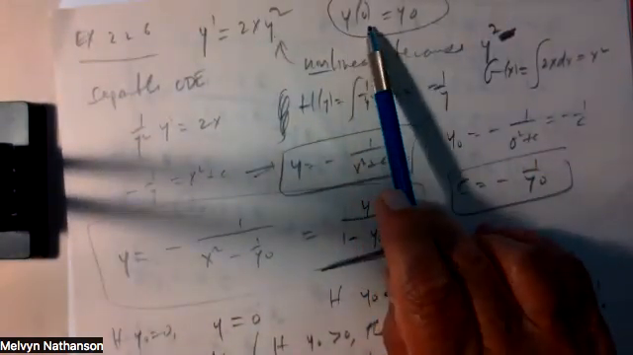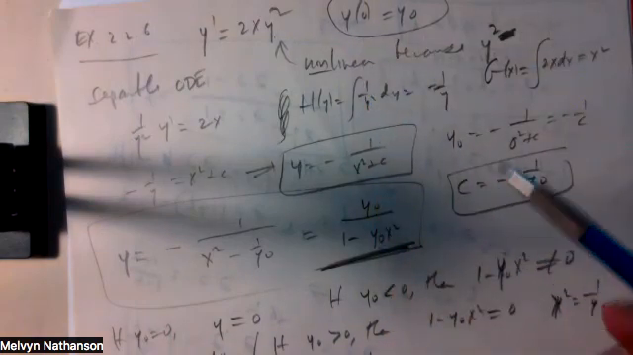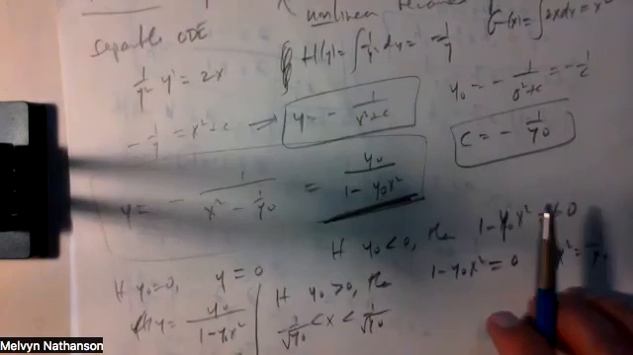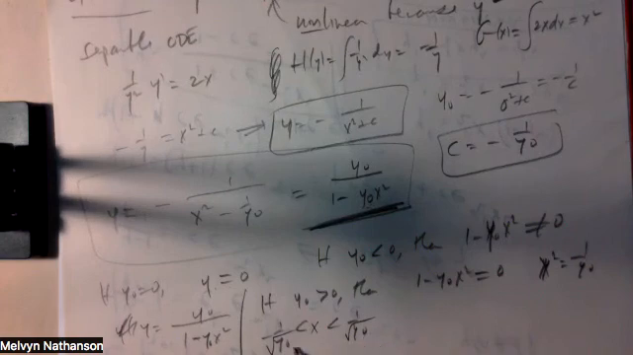So for positive, the initial condition is that y is equal to y naught at x equals 0. So we're looking for solutions around 0. And if y naught were positive, this solution is only defined where x is less than 1 over root y naught and greater than minus 1 over root y naught. So this solution is not defined for all x. Okay.